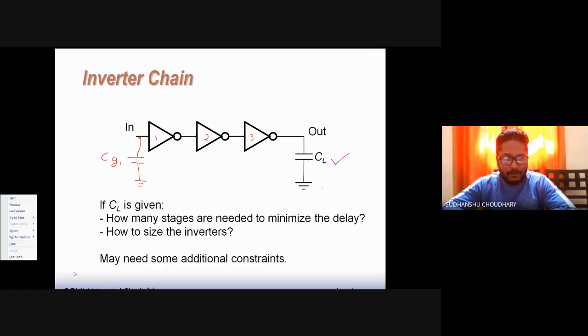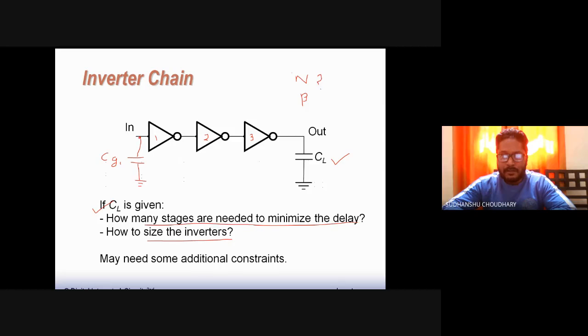So what are we given? CL is given to us, and the problem is to find out the number of stages needed to minimize the delay. That means how many inverter stages are required to minimize the overall total delay present at the output, and then what are the sizes of those inverters? Two problems are here: the number of stages, n, we have to find n, and the sizes, that is beta or size. So two things we have to find: the number of stages required to minimize the delay through the chain, and the sizing of the inverters.